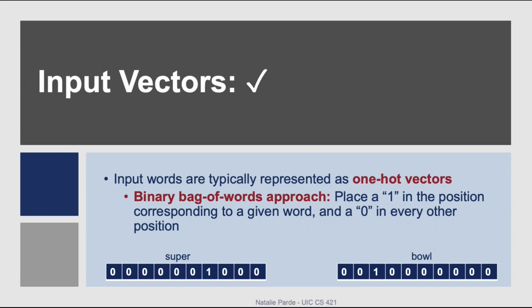The first question is very easy to answer. In Word2Vec, input words are typically just represented as one-hot vectors using a binary bag of words approach. There's a dimension in the input vector for every single word in the vocabulary, and there's a 1 in the dimension corresponding to the input word. For every other dimension, there's a 0.